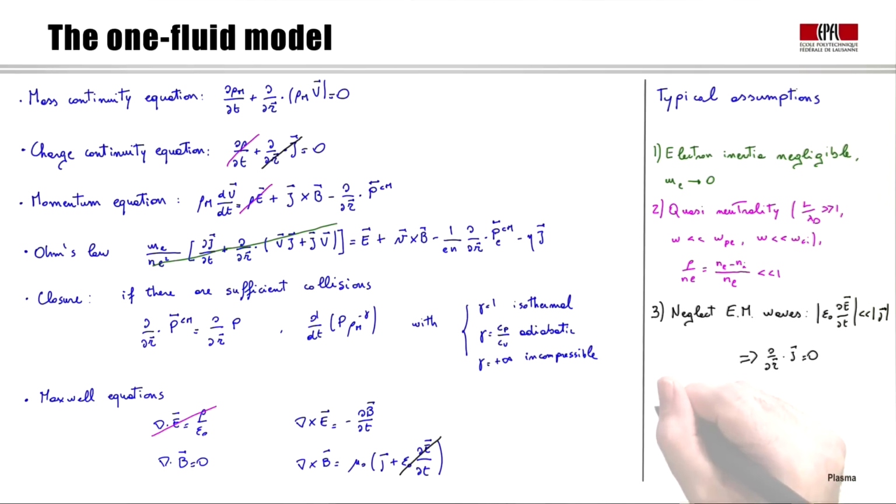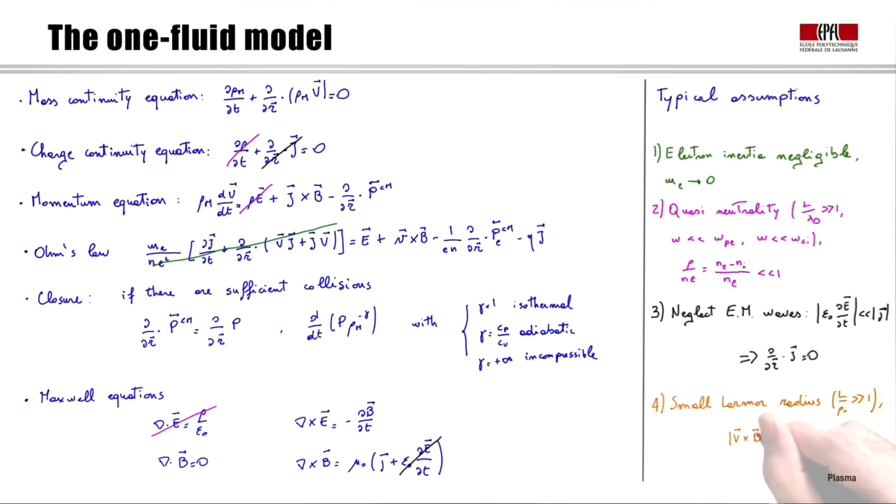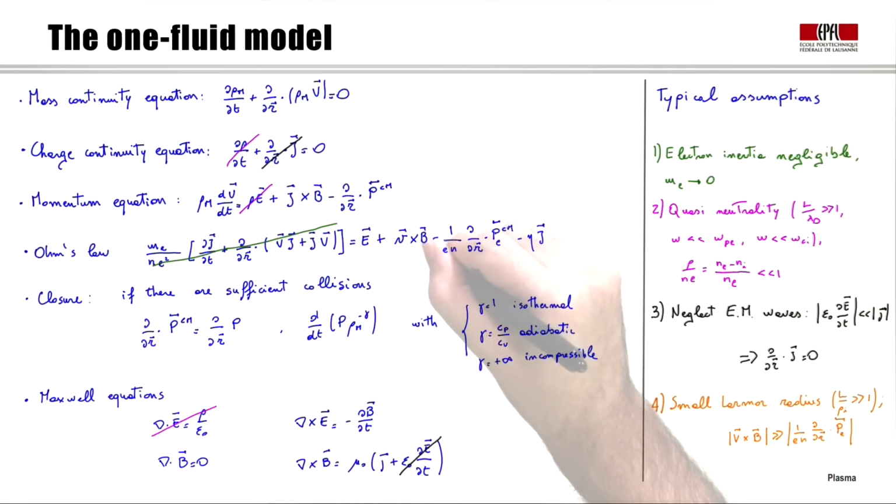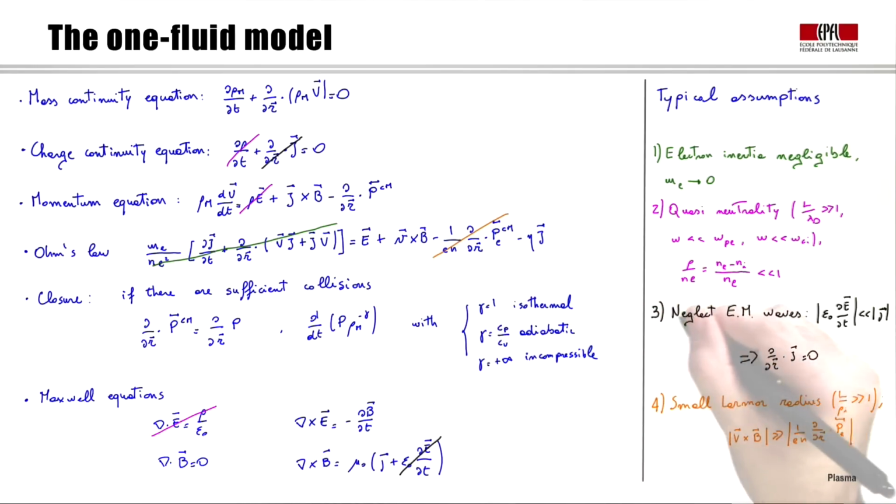The last hypothesis we make is to assume that the phenomena that we consider occur on scale lengths that are much larger than the Larmor radius. This, in other terms, means that the V cross B term is much larger than the term due to the pressure. And therefore, in Ohm's law, we can neglect the pressure term.